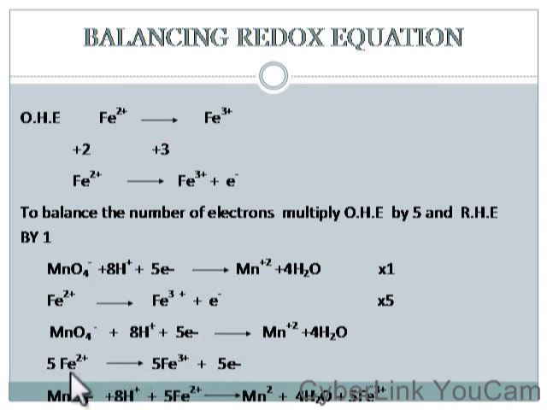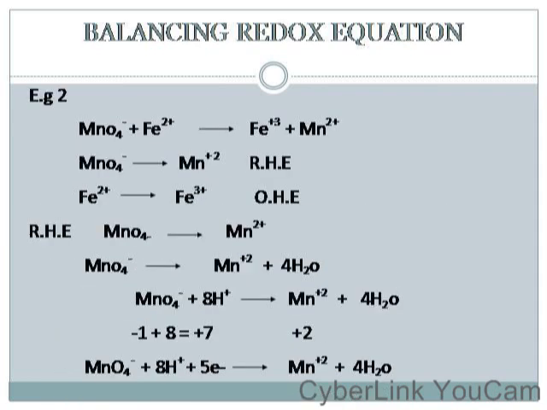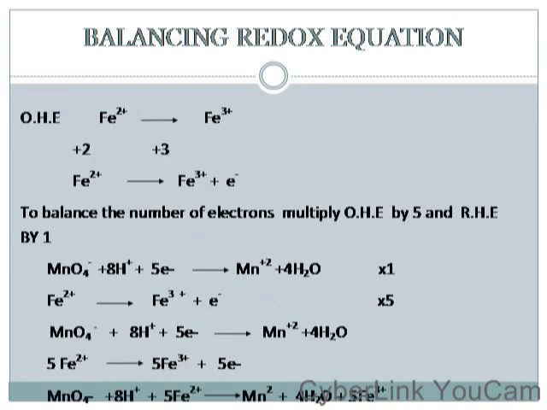Here we have, if you look at the right hand side here, we have manganese 1, oxygen 4, hydrogen 8, iron 5. Here also we have manganese 1, oxygen 4, hydrogen 8, and then iron 5. So they are balanced. They are balanced now.